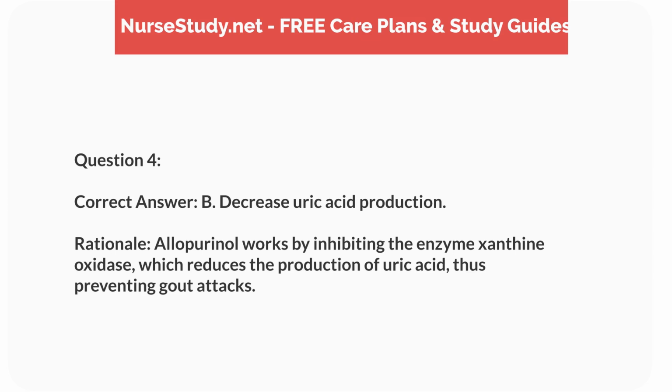Rationale. Allopurinol works by inhibiting the enzyme xanthine oxidase, which reduces the production of uric acid, thus preventing gout attacks.